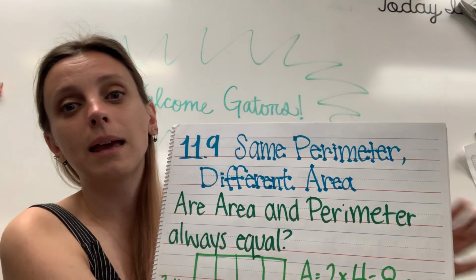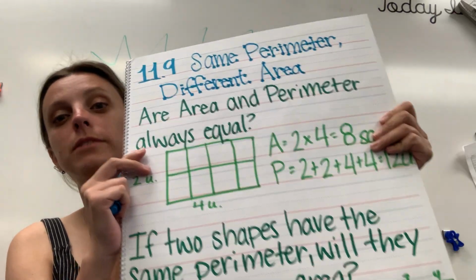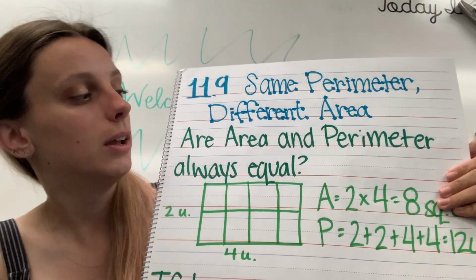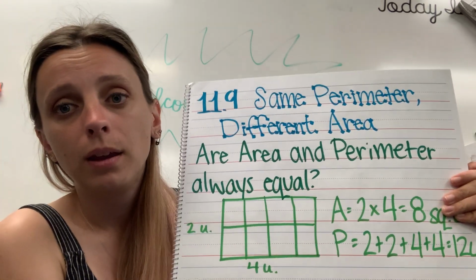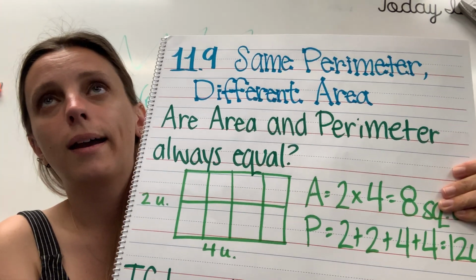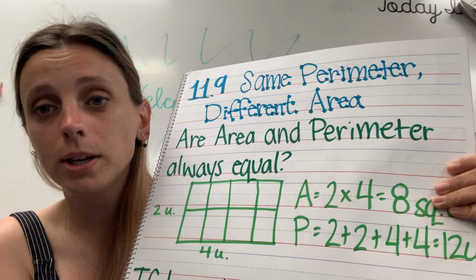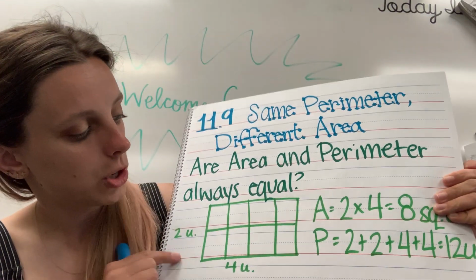So today we're looking at problems that have the same perimeter but different area, and that's a little bit of a spoiler to my next question. So are area and perimeter always equal? That is to say, if I know my area is 4, does that mean my perimeter is going to be 4? Well, let's look. I've drawn a rectangle here.